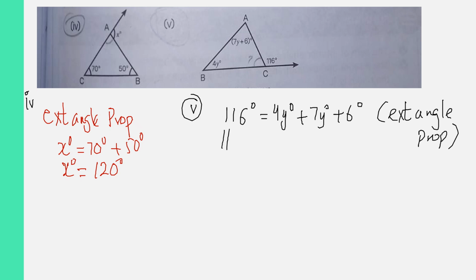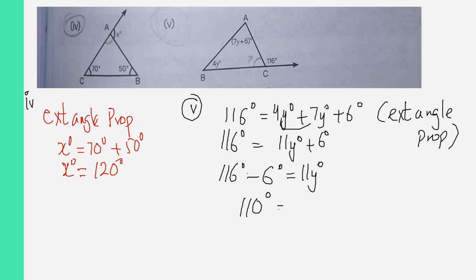Now what we will do is 116 degrees equal to, we will add these two and it will give us 11y degrees plus 6. Now we need 6 degrees on the left because it resembles the constant over there. 116 minus 6 degrees is equal to 11y degrees. So when you subtract these two numbers, you get 110 degrees is equal to 11y degrees. Now again you need y here, so we will bring 11 to the left side, it will be divided, and then you will get the y degrees. So 110 divided by 11 is 10, is equal to y degrees. So y degrees is 10 here.